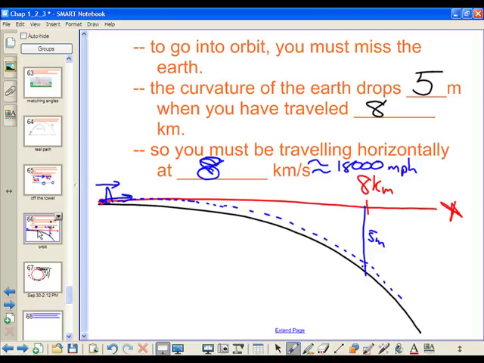So that's why they launch things vertically. We launch it vertically until it gets up above most of the atmosphere, because when it's down here, it's moving pretty slow. So by the time it gets up to that 18,000 miles per hour, it's way up here, and then it goes horizontal. So we launch it vertically to get up above most of the atmosphere, and then it goes over horizontally to go where it needs to go.